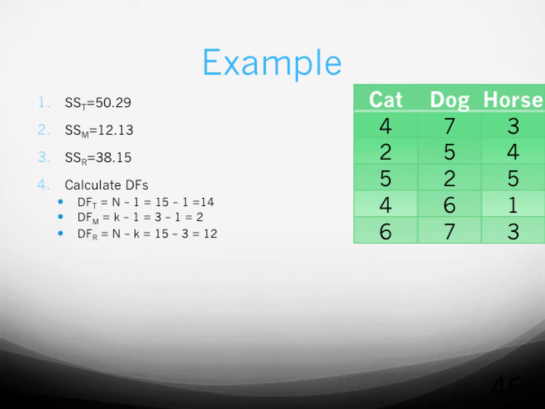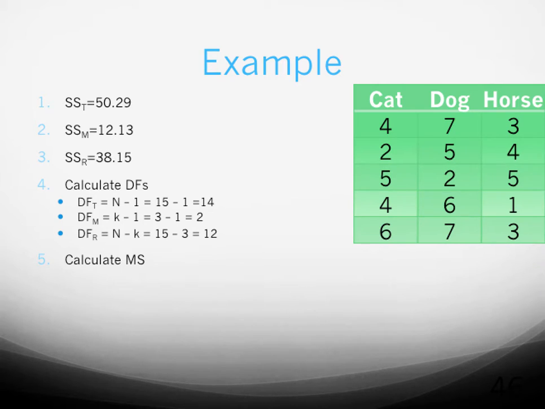Now we're going to calculate all the degrees of freedom at one time since the order doesn't matter. So the total degrees of freedom is n minus 1. We have 15, so 15 minus 1 is 14. Degrees of freedom for model is k minus 1. Well, we have 3 groups, minus 1 is 2. And for the residual, it's just n minus k, which is 15 minus 3 is 12. It's also degrees of freedom total minus model. So 2 and 12 for the numerator and denominator, respectively.